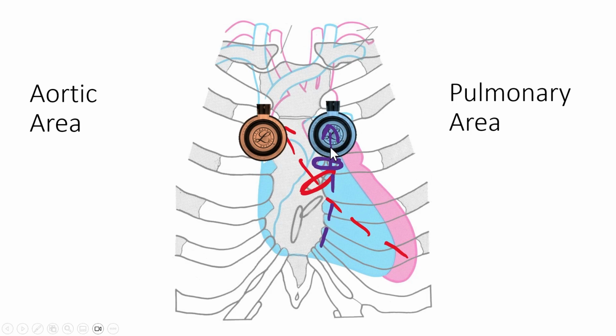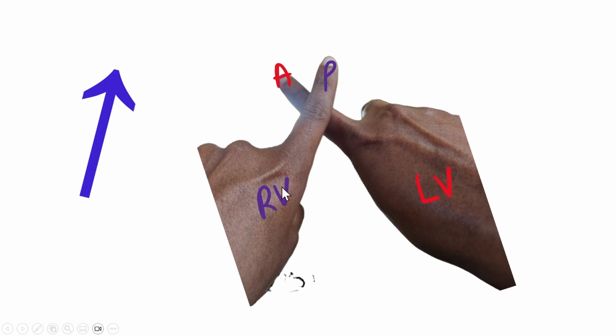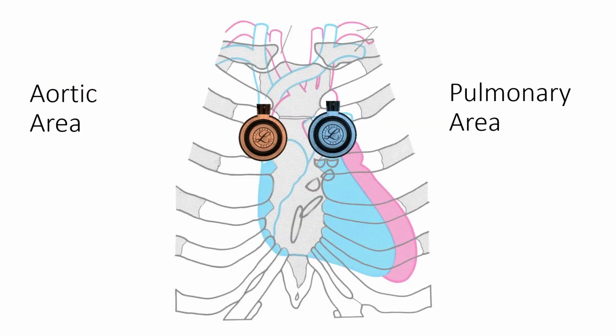pulmonary area over here. This can be remembered by placing your hands like this and thinking that this is the right ventricle and this is the pulmonary area, and this is the left ventricle and this is the aortic area. Note that the direction of blood flow is from the right ventricle to the pulmonary area almost vertically upwards, and from the left ventricle to the aorta behind this stream. So that is a reason why the aortic area is on the right side on the second intercostal space and the pulmonary area is on the left side on the second intercostal space.